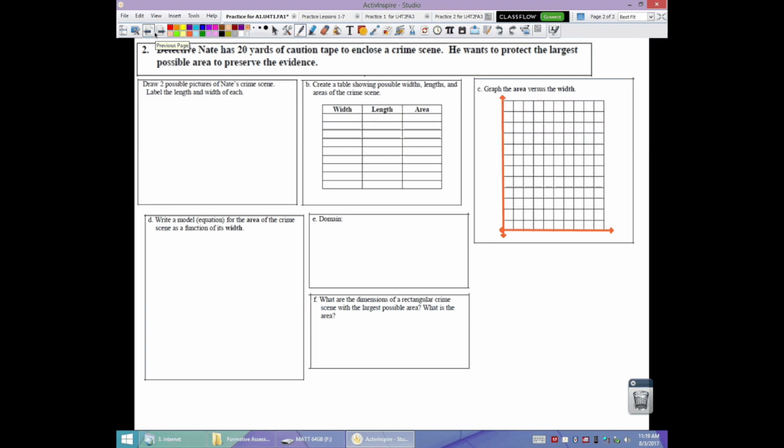On the back of that paper, we have one more big problem. This one's about Detective Nate. He's got 20 yards of caution tape to enclose a crime scene. I guess I should have put in a word there, a rectangular crime scene.